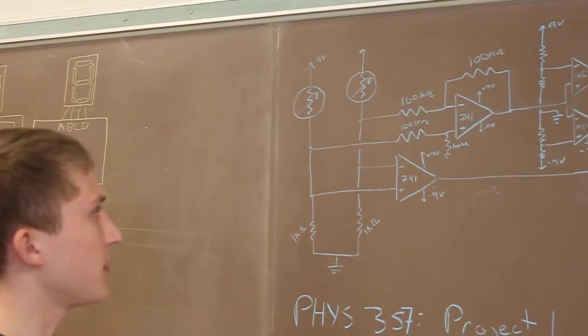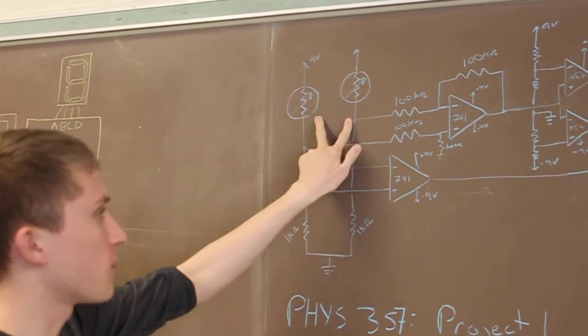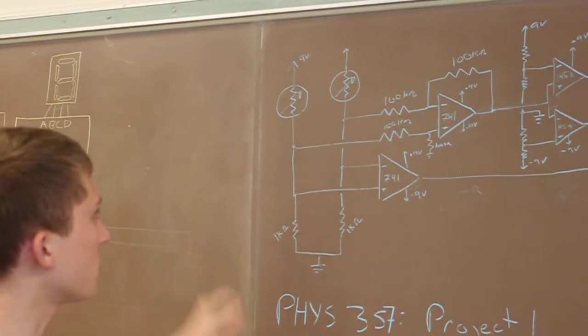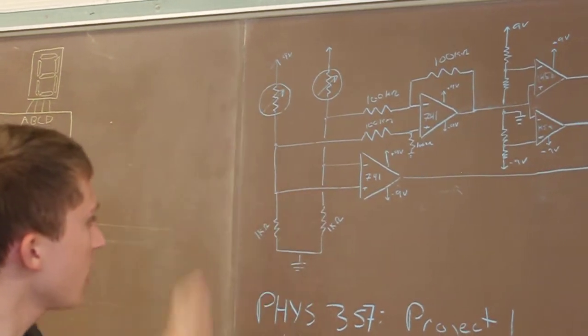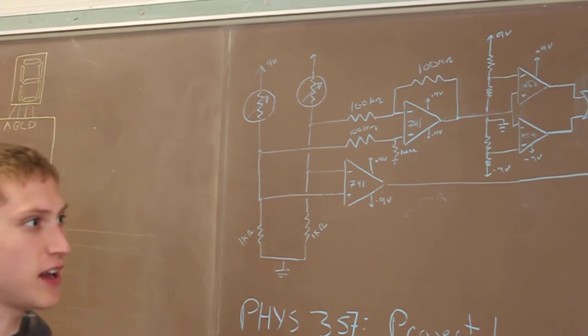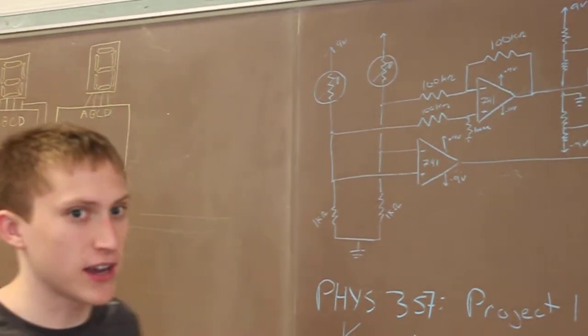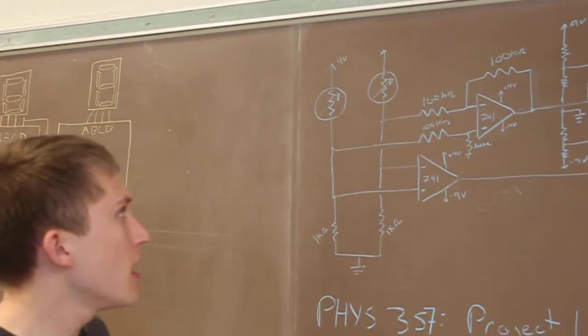So the beginning of our circuit, we have two photoresistors and a simple voltage divider off of 9 volts. These two photoresistors provide variable voltage output depending on how much light is incident on them.